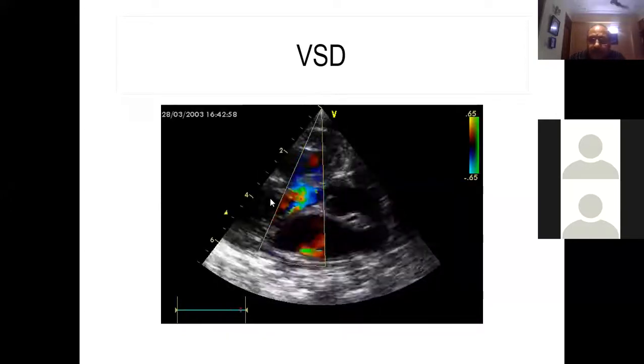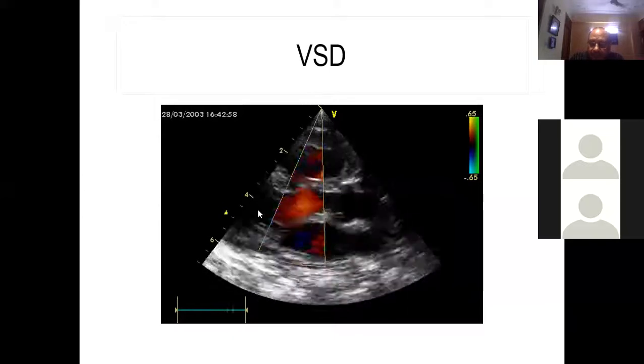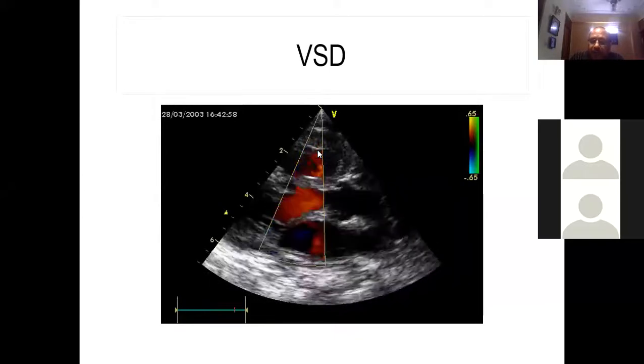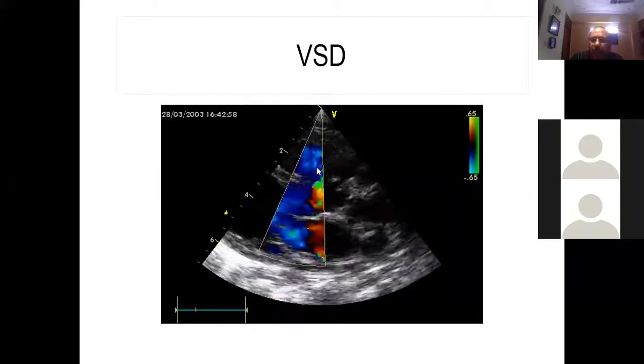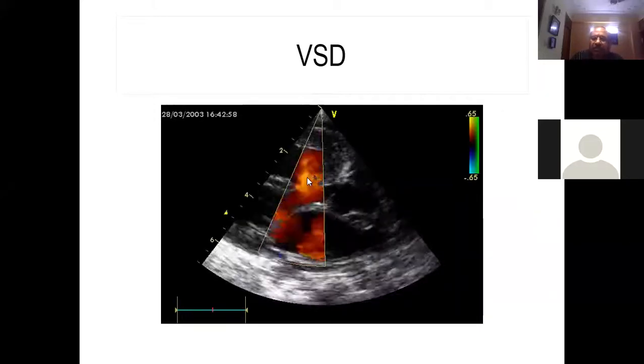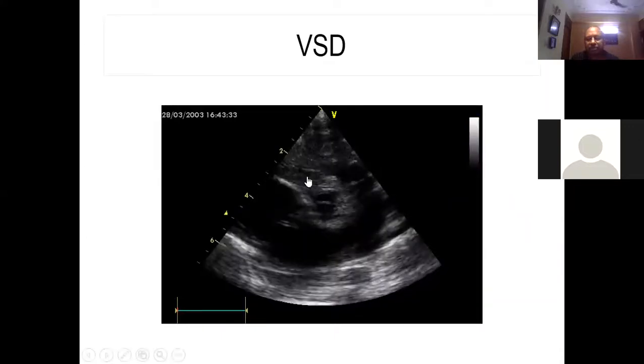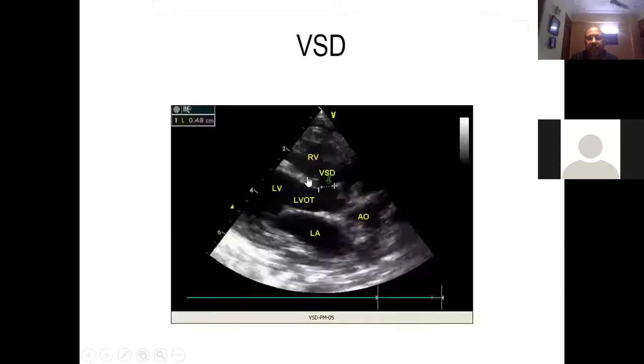What does it mean? My LV pressure is 110, my RV pressure is 100 millimeters of mercury, the gradient is only 10 millimeters of mercury. So this becomes a non-restrictive VSD and that becomes a restrictive VSD. And the majority of restrictive VSDs do not need any closure unless we want to close them for our personal gains. And that is very, very important.